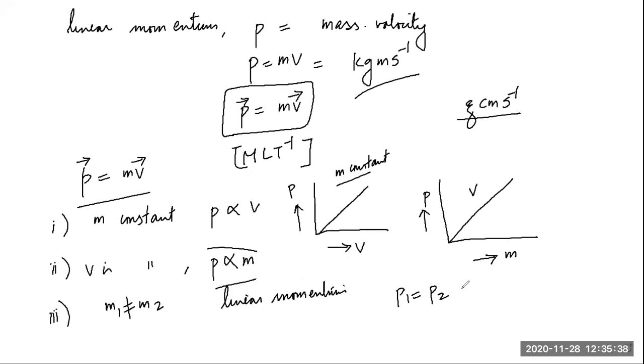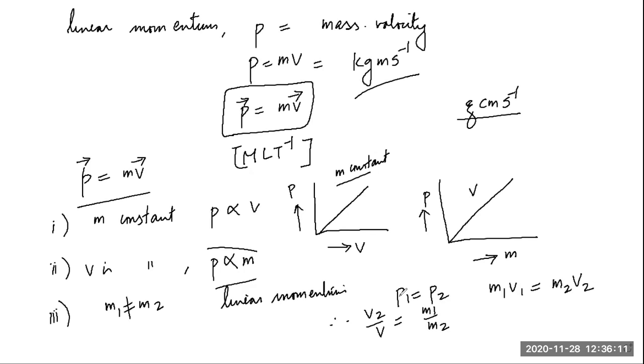So what do you infer from this? That is m1 v1 is equal to m2 v2. Okay, from this, what can you infer? v2 by v1 is equal to m1 by m2. So what do you understand from this? The velocities of these bodies having equal linear momenta vary inversely as their masses.